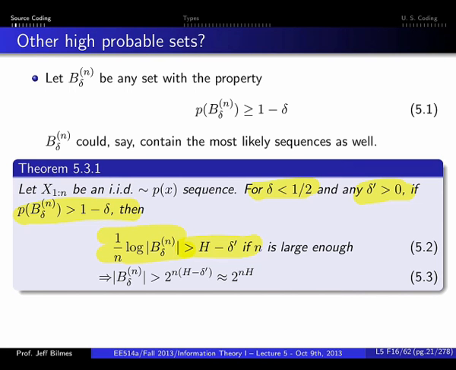And so if we wanted to encode for this, we would again take the log base 2 of this, and we get nH bits. And so dividing by n, we get H bits per source letter again. So we get the same asymptotic rate.